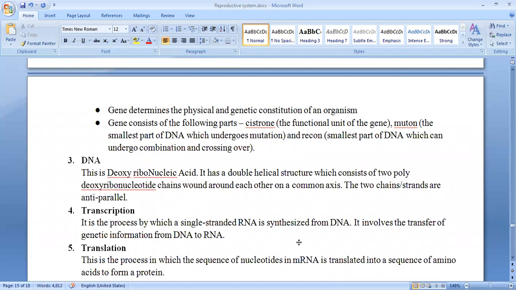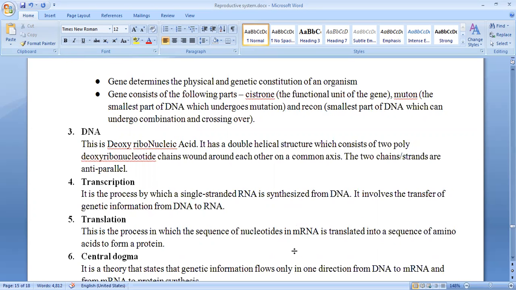We already know that DNA stands for deoxyribonucleic acid. We know that DNA has a double helix structure. There are two chains which are made up of multiple nucleotides arranged one after the other. And these two chains are wound around each other to give the double helix. Both these chains run in opposite directions, so they are called anti-parallel.